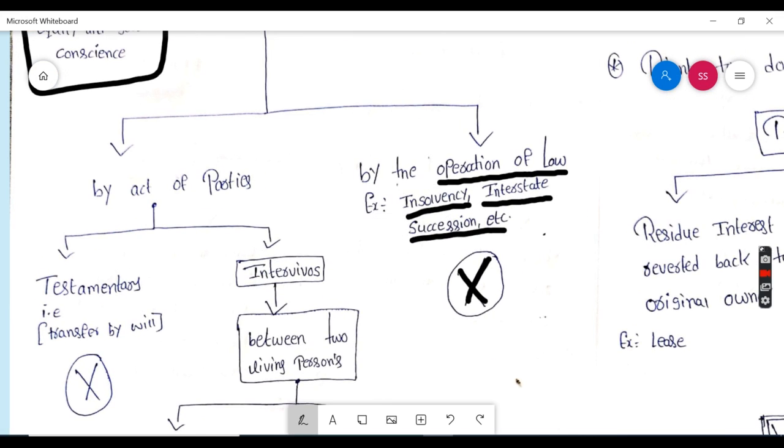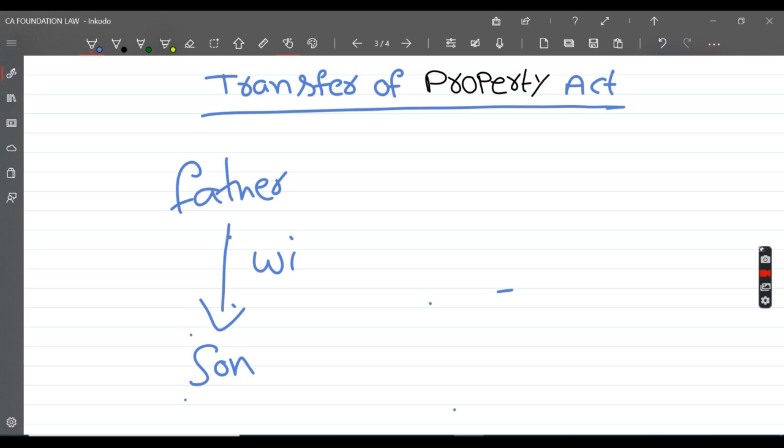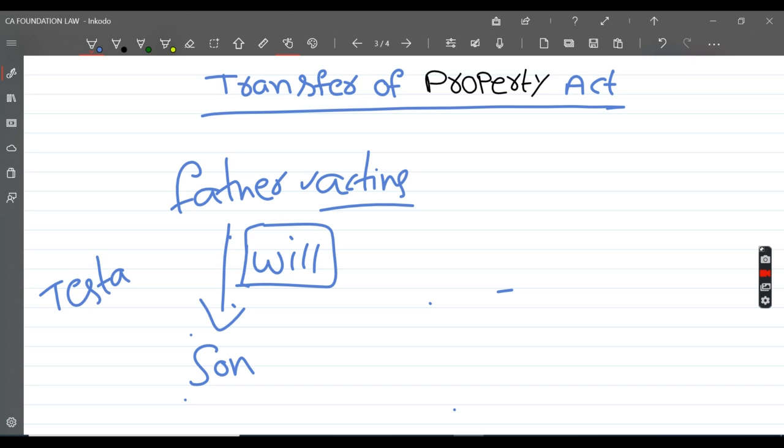So this time, let's just say the father actually transferred the property to the son by will. You know what a will is, right? So the father actually transferred property to the son. Here the father is acting. It is not because of the operation of law. It is because of the act of the parties. But still it won't be considered under the Transfer of Property Act because it is testamentary.